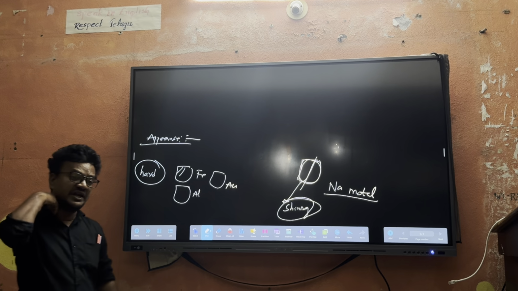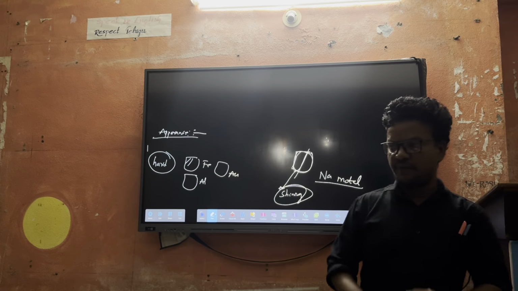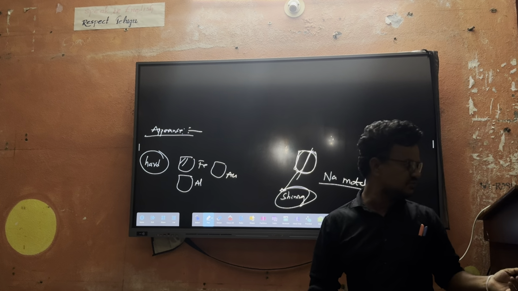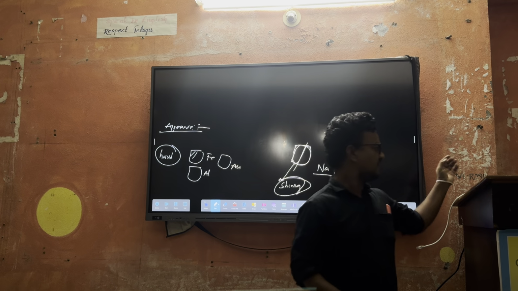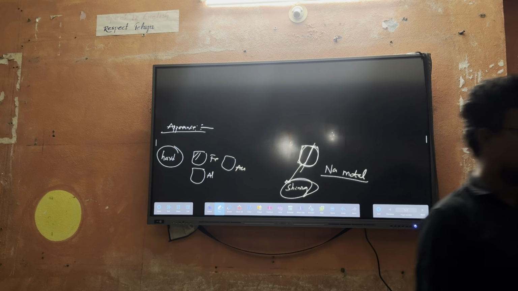And one more property, sonority. When I hit a material, for example, metal objects, say one metal geometry box.